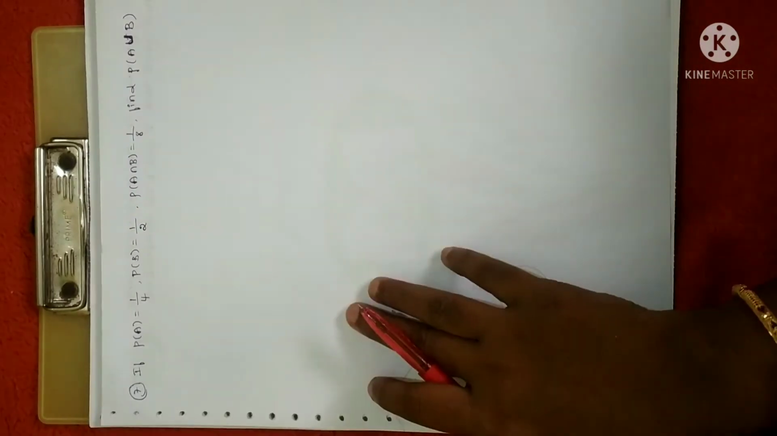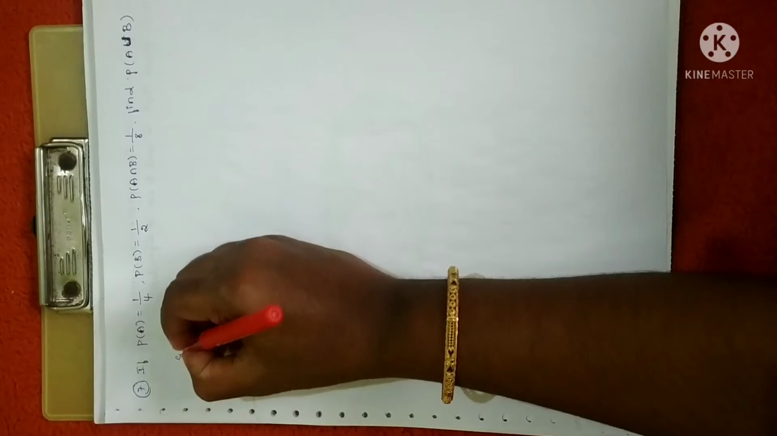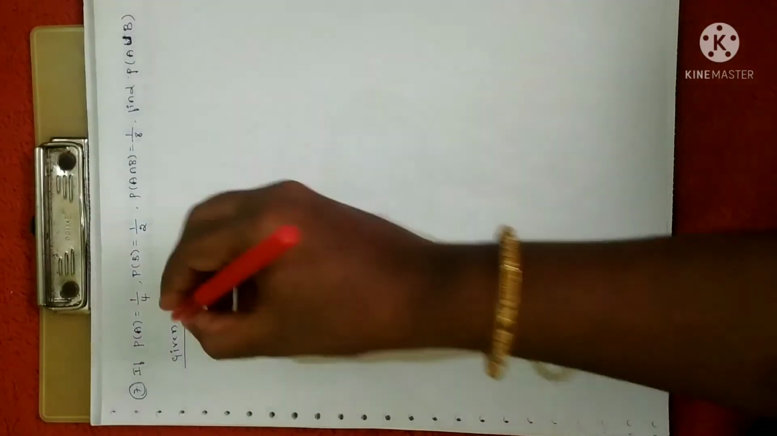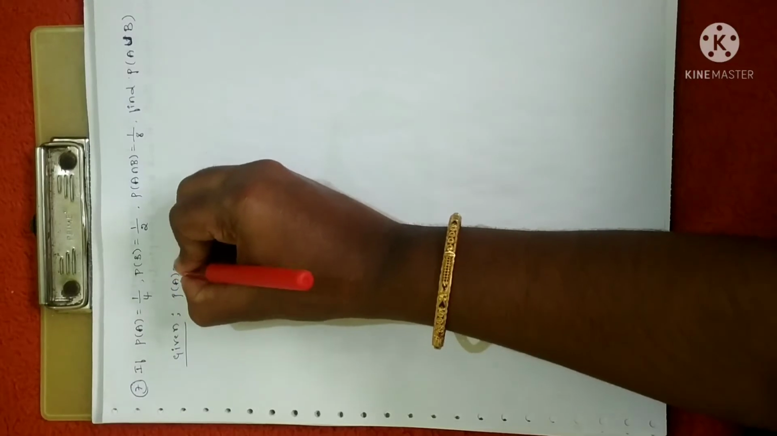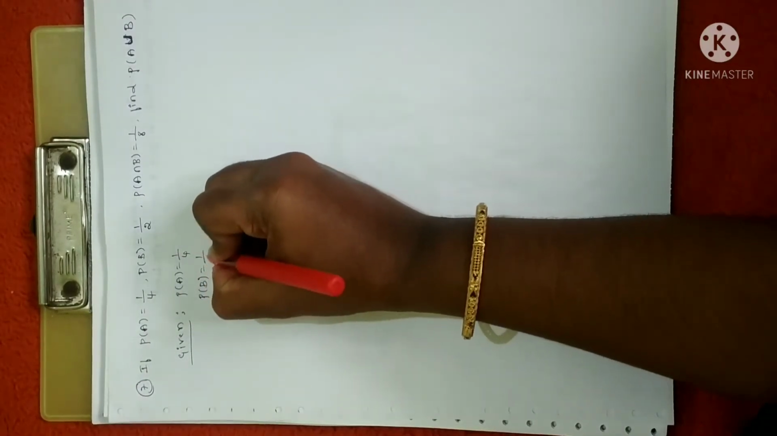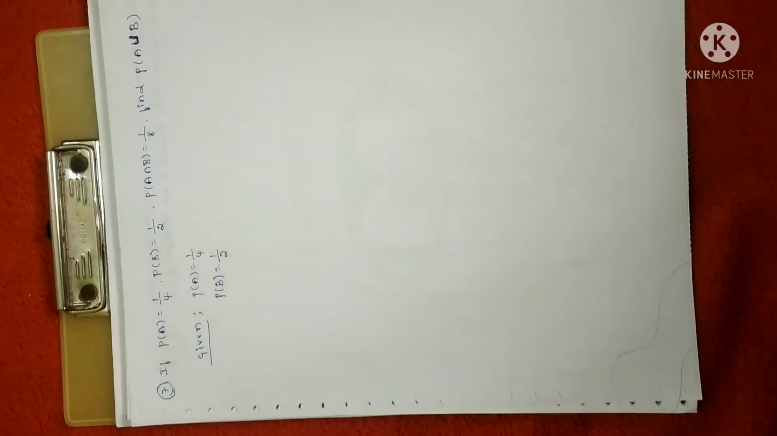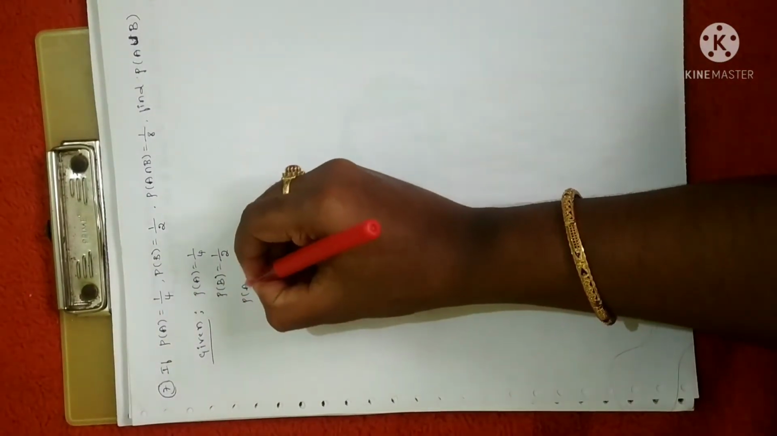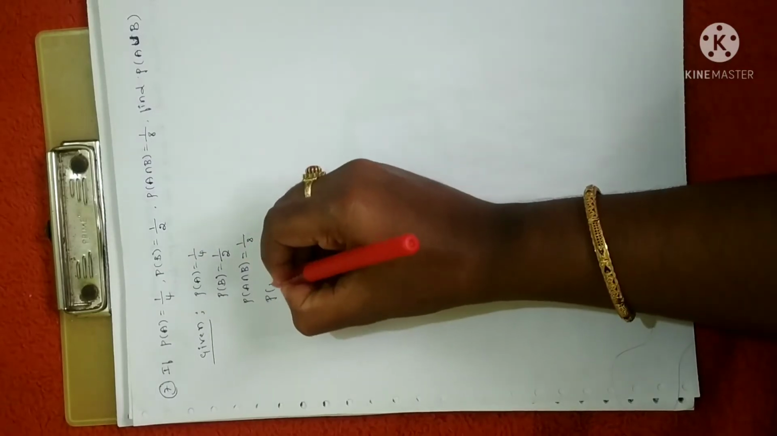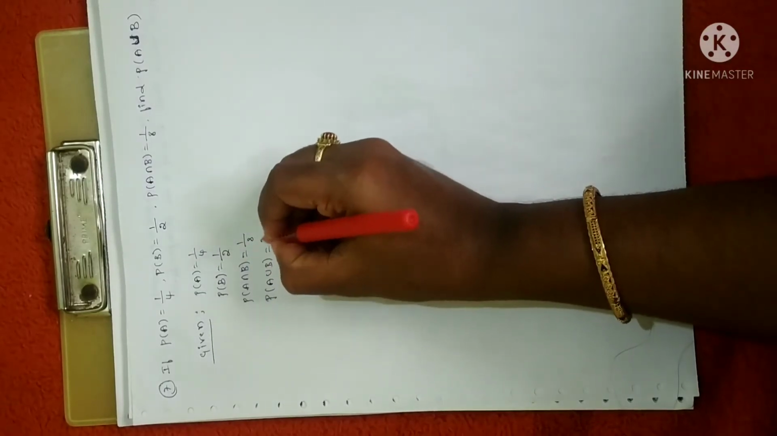Given that probability of A is equal to 1 by 4. First let me write down the given data. Given that probability of A is equal to 1 by 4. Similarly probability of B is equal to 1 by 2. Probability of A intersection B is equal to 1 by 8. We need to find probability of A union B.